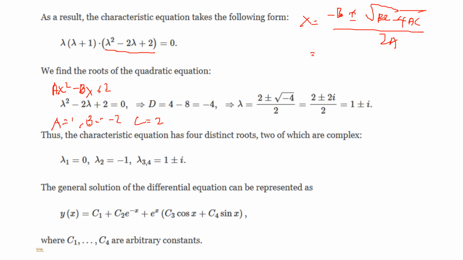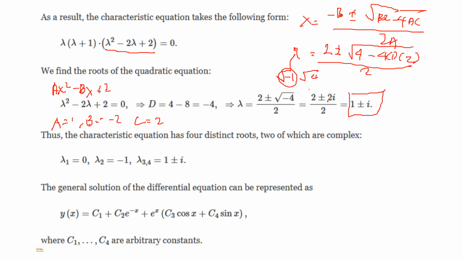Okay, so minus b here is equal to 2, since b is minus 2 and the negative becomes positive, plus or minus the square root of b squared, which is 4, minus 4ac, 4 times 1 times 2, over 2a, which is 2. That's why you have 4 minus 8, and it becomes negative 4. Negative 4 is just like negative 1 times 4. So the square root of negative 1 is the imaginary i, and the square root of 4 is 2. So you have this value simplifying further. Here it's easy to identify that alpha is equal to 1 and beta is also equal to 1.